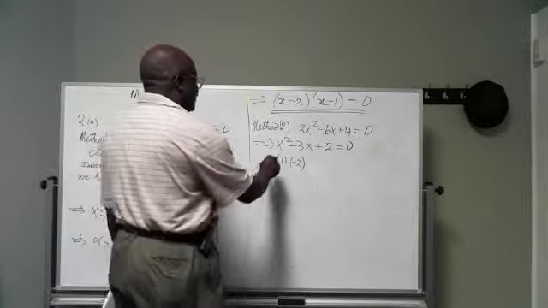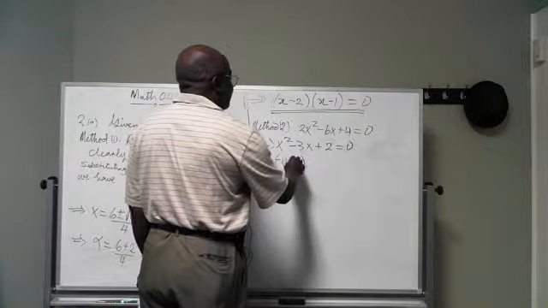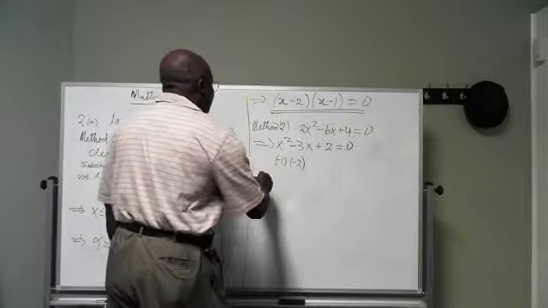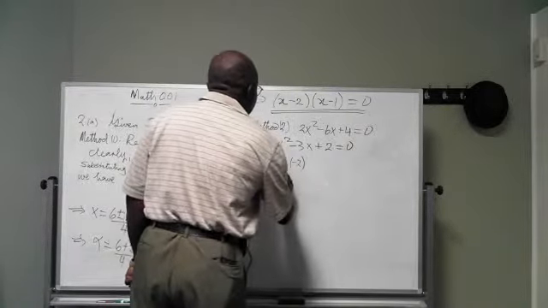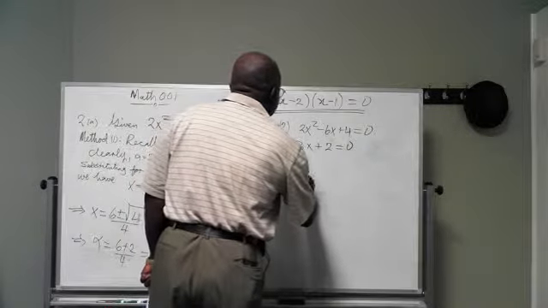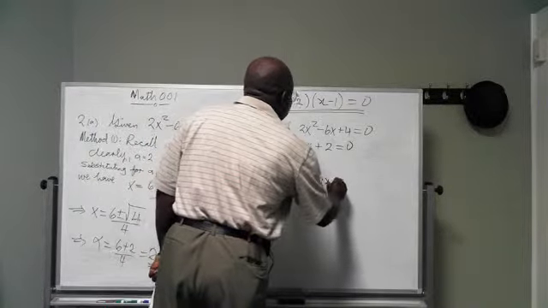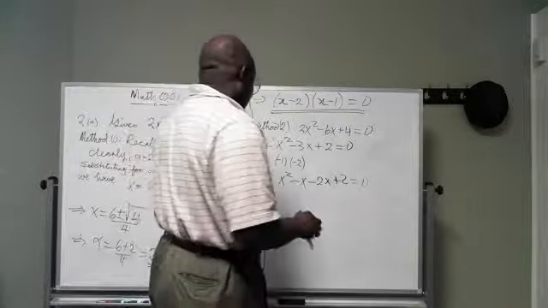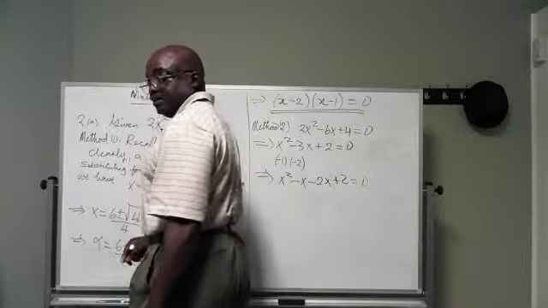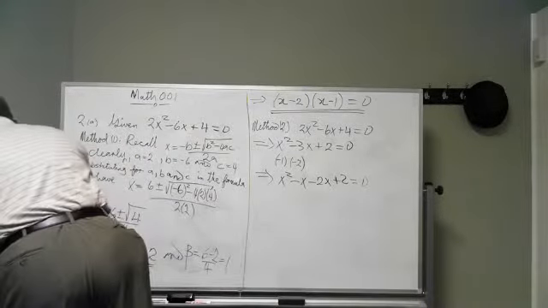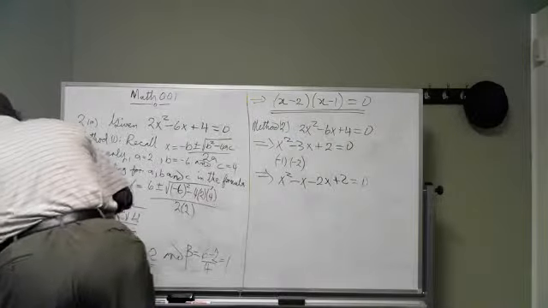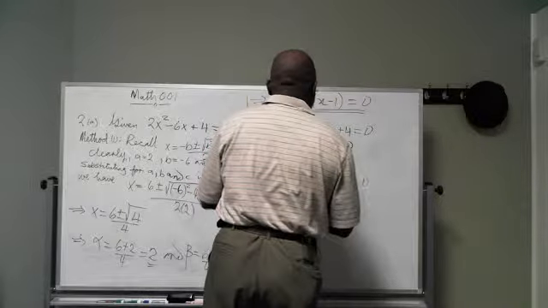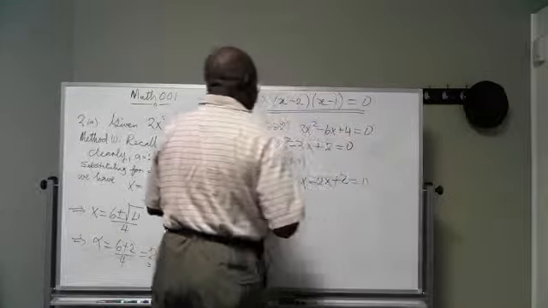So we now see minus 1, minus 2. Minus 1 times minus 2 will give us 2. Minus 1 plus minus 2 will give us minus 3. So this relationship becomes x squared minus x minus 2x plus 2 equals 0. This is a plus, not a cross, not an x. This is supposed to be plus 2 equals 0.